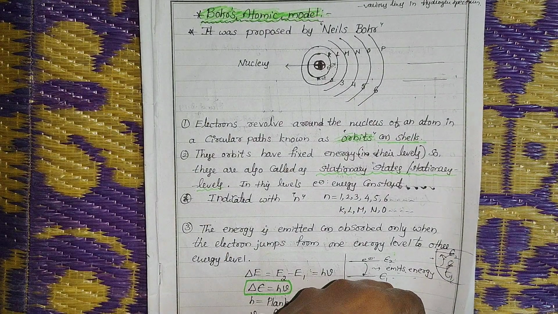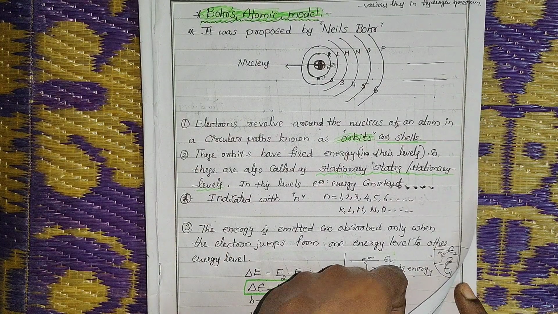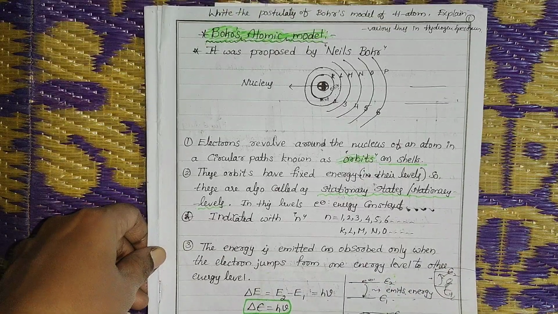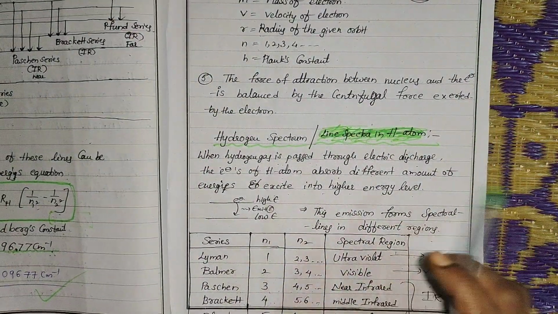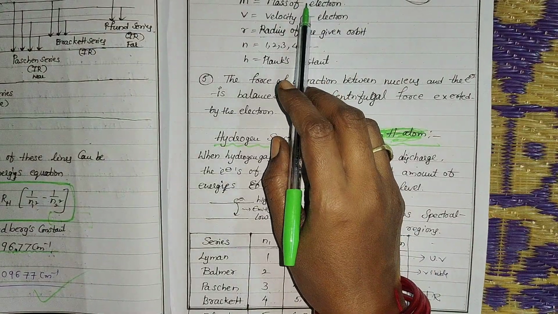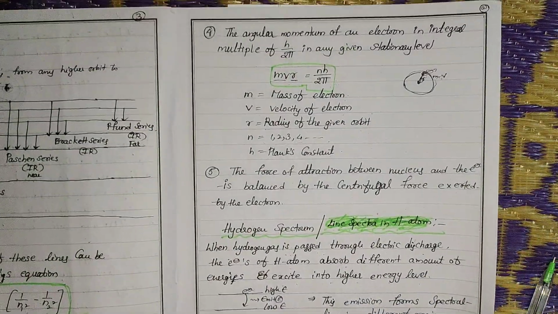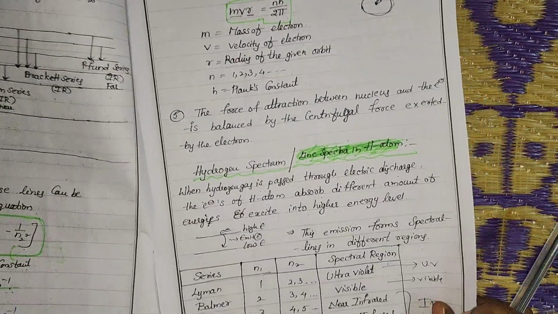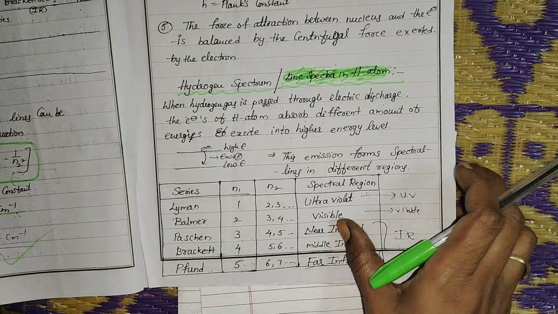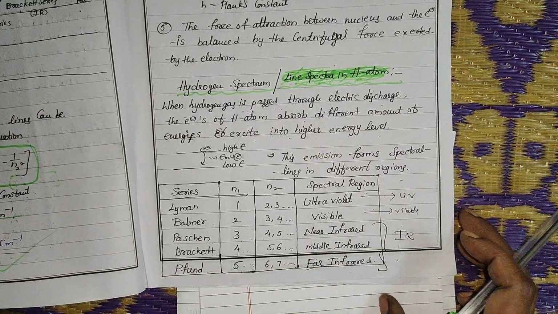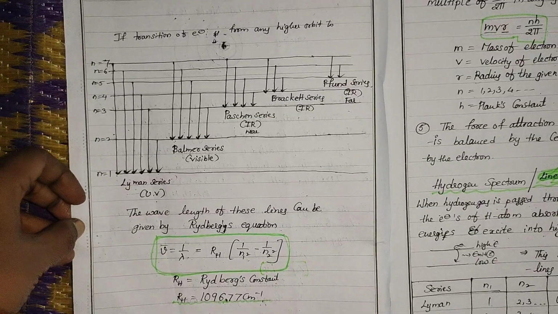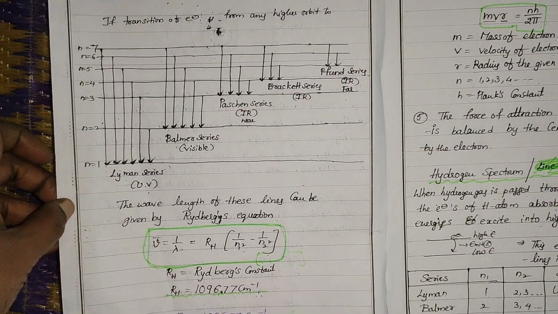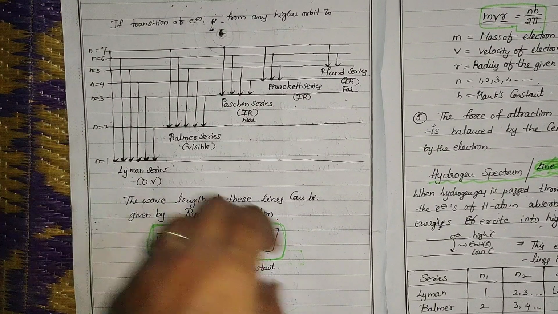So in this Bohr's theory, many times I explained from where to where, beta. The angular momentum equation: mvr equals nh by 2 pi. After that, draw the table. According to the table, you have to draw the diagram. Okay, so up to here 8 marks you can score.